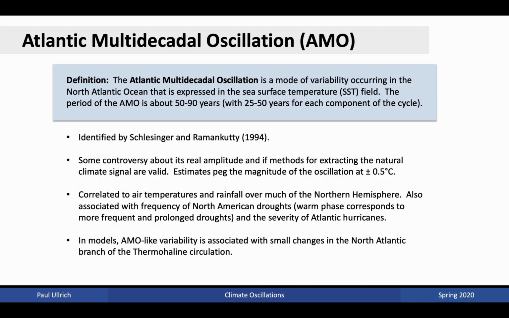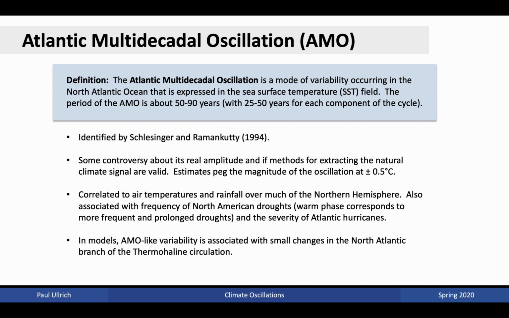Alright, the third form of oscillation that we'll be looking at is the Atlantic multidecadal oscillation. This is a mode of variability occurring in the North Atlantic Ocean that is expressed in the sea surface temperature field. The period of the Atlantic multidecadal oscillation is about 50 to 90 years, with about 25 to 50 years associated with each component of the cycle. That is, typically it's in a positive phase or leaning towards a positive phase for about 25 to 50 years and then switches into a negative phase.